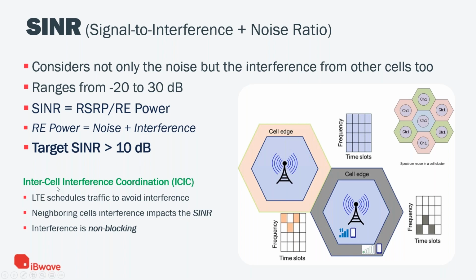So what LTE does differently is that it schedules the traffic to avoid that interference, and then each neighboring cell will add interference, so it impacts the SINR value. The SINR will go down, and it can go all the way to negative 20. So even on negative values, even if the average interference is higher than my signal, I still can decode at lower modulation.